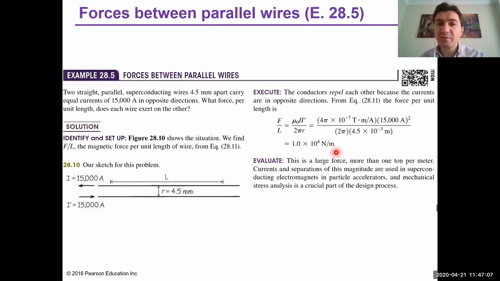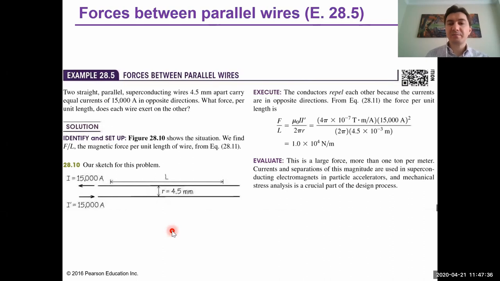1 × 10⁴ newtons per meter. This is a huge force, okay? Huge force acting on each cable, actually more than 1 ton per meter. So in order to produce such cables, you have to be very careful due to huge forces, okay? You have to carry out mechanical stress analysis before you produce cables from those materials.